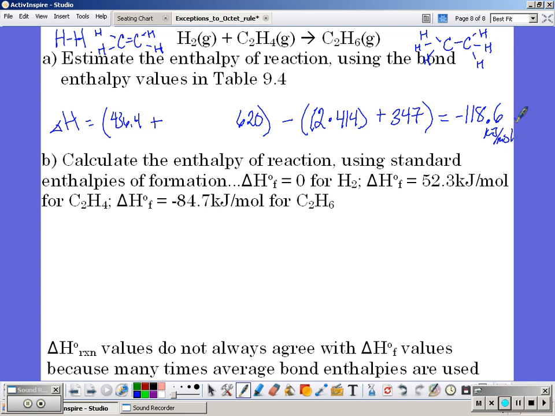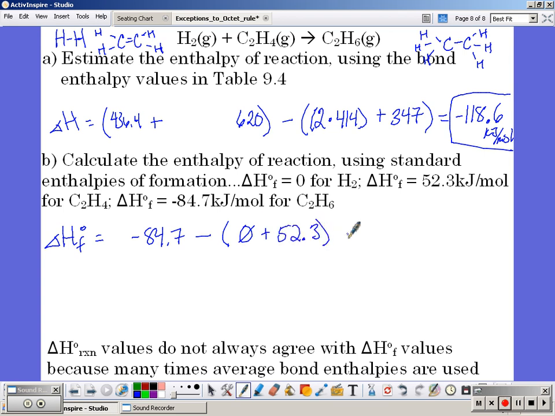Now calculate the enthalpy of reaction using the standard enthalpies of formation. So this is going back to one of our older units where we do heats of formation. We do products minus reactants when we do heats of formation, so it's a little bit different. So the heats of formation for this reaction would be my product, C2H6, minus my reactants, which is 0 for hydrogen and 52.3 for C2H4. And I would have a value of negative 137 kilojoules per mole.